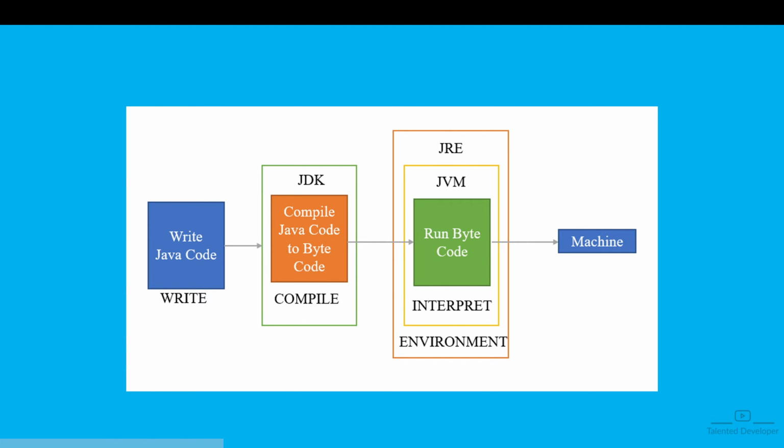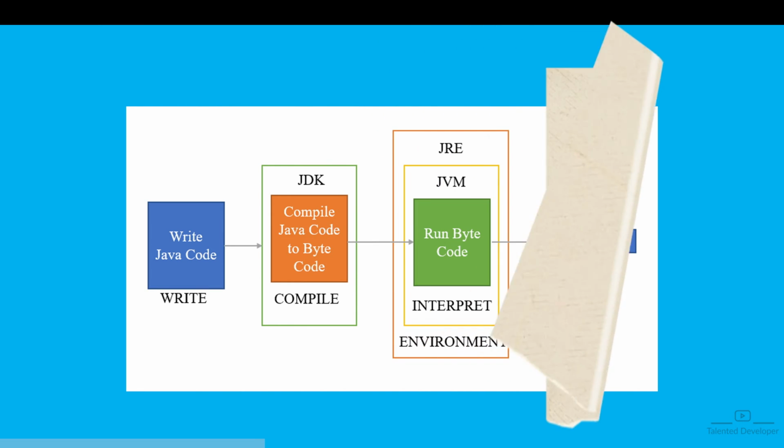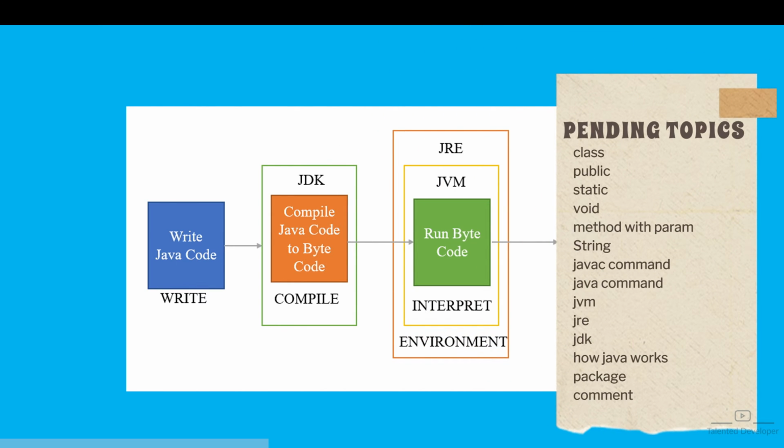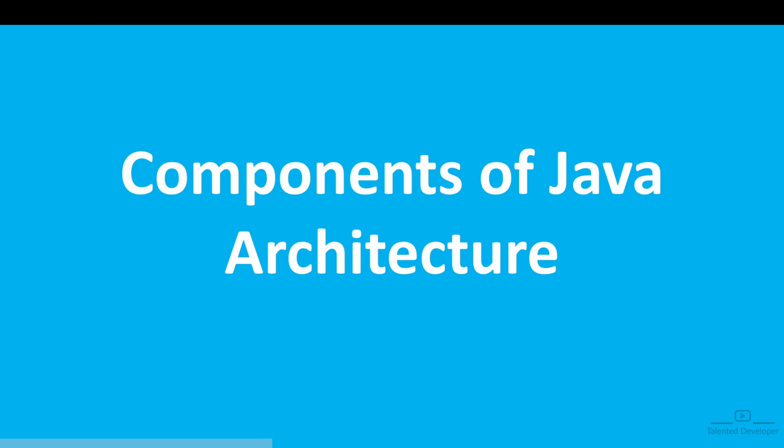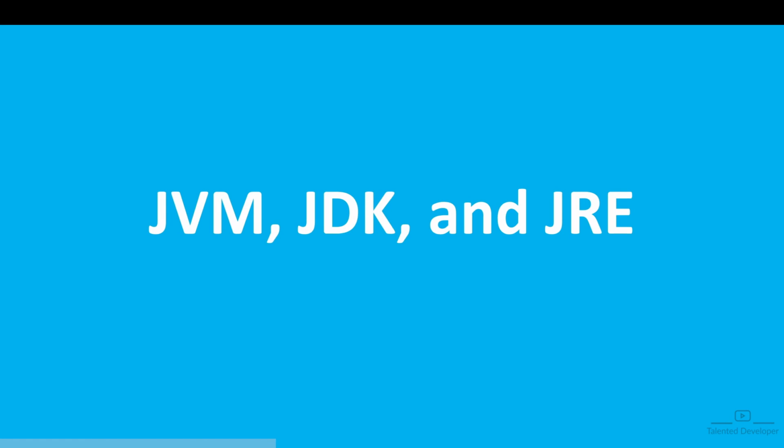So in summary, the JDK includes the javac compiler and other development tools, while the JRE includes the JVM and runtime libraries. When you compile the Java code, javac generates the bytecode file, which is then executed by the JVM within the context of the JRE on the target operating system. Now you may have some doubt: what are JVM, JRE, JDK? These are the components of the Java architecture.